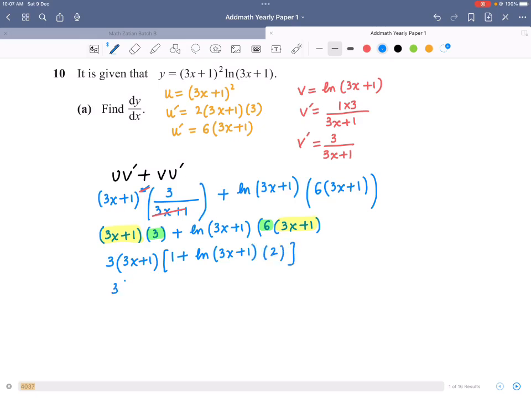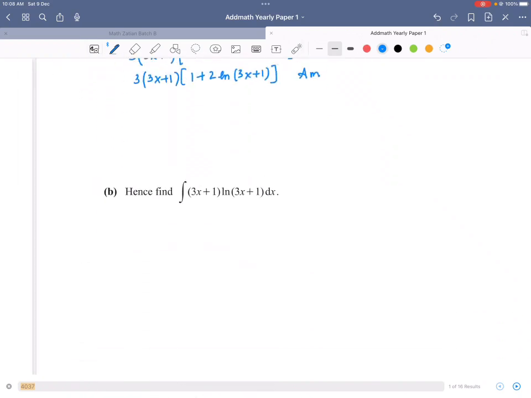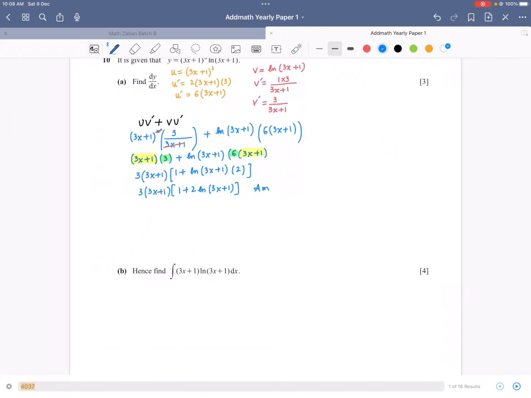Or we can say that it's 3 times 3x plus 1 bracket 1 plus 2 ln of 3x plus 1. That is your first part answer. For the second part it says hence find. Hence means that we need to use the answer from the previous part, the integral of 3x plus 1 times ln 3x plus 1. So I will start my question from this part.